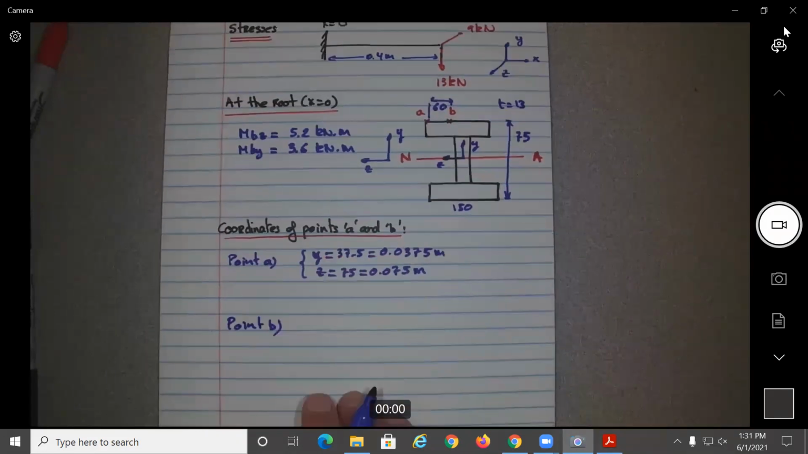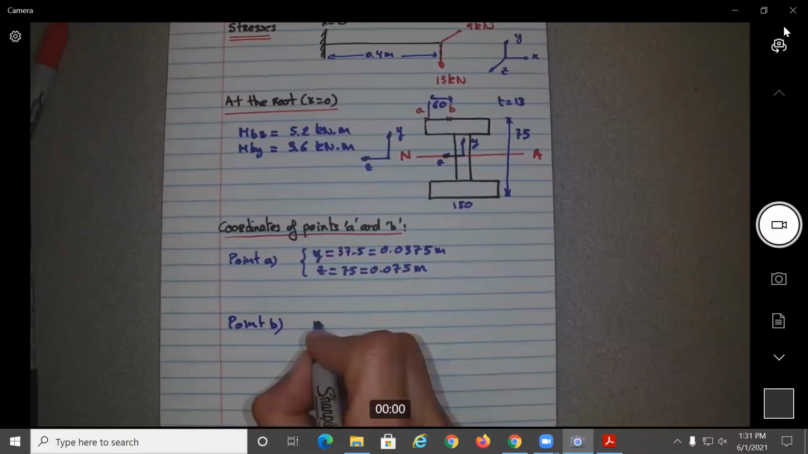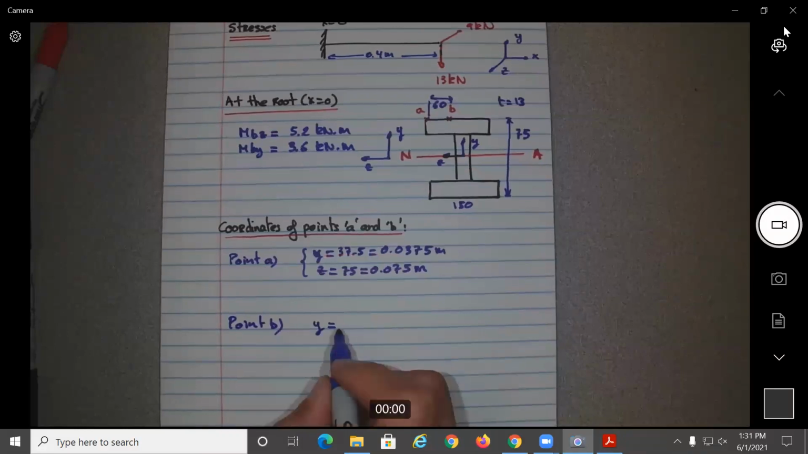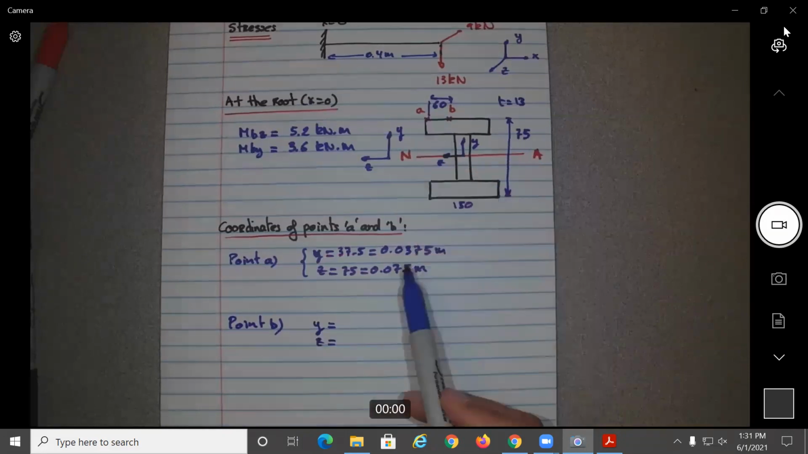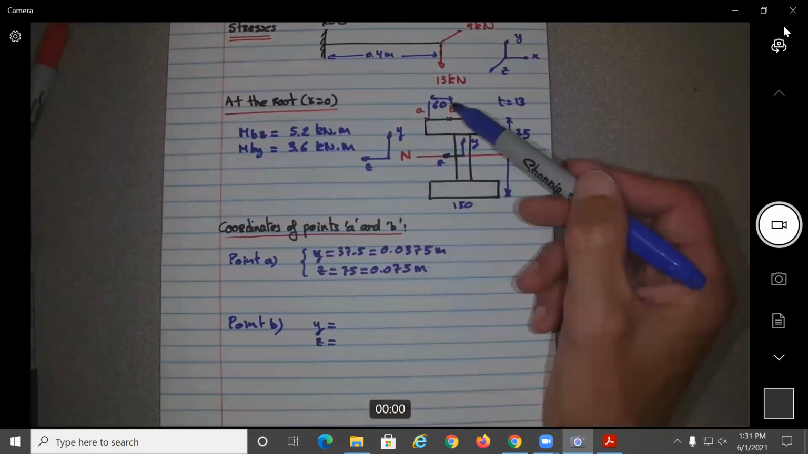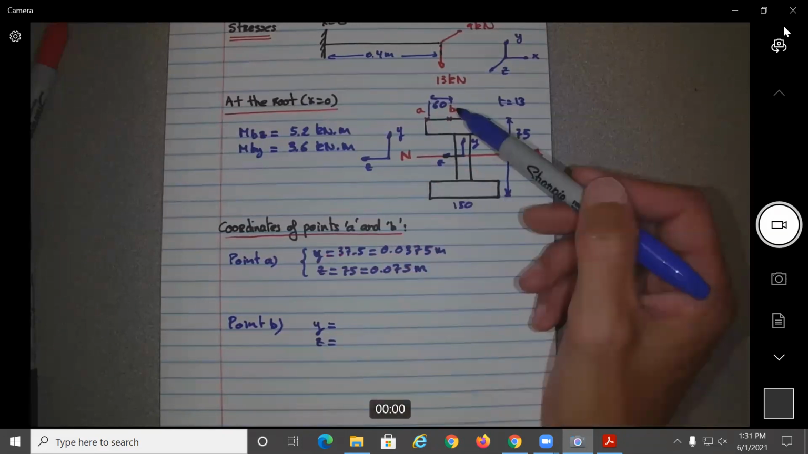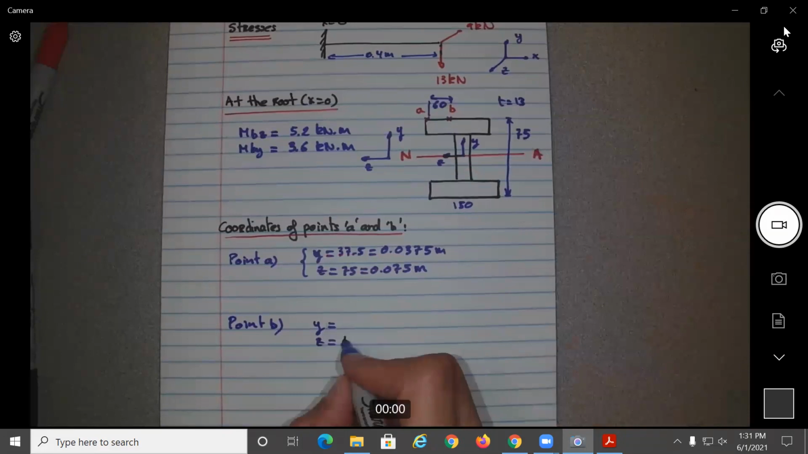Okay, and point B. The Z will be what? Will be the 75 minus 60. So it will be 15, which will be 0.015 meters, and the Y will be the same thing.